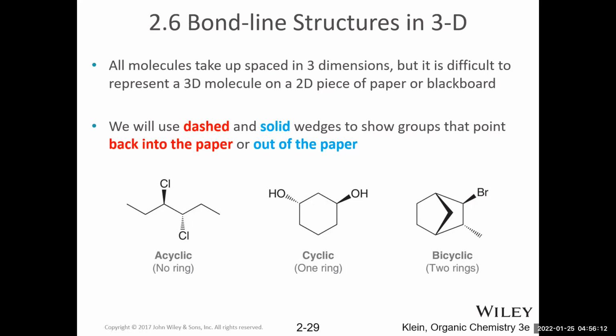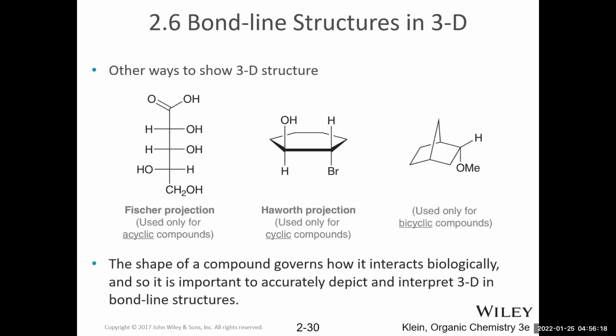Molecules drawn in 3 dimensions will be expanded upon when we reach chapter 5. There are some other ways to indicate 3-dimensional structure. You might see what's called a Fischer projection, a Haworth projection, or a bicyclic compound. Again, these will all be expanded upon in future chapters. But a Fischer projection is only used for acyclic compounds, and it's implying that the groups on the horizontal are coming out at you, and the groups on the vertical are pointed back. Again, you don't really need to worry about that right now. We'll come back to it when it becomes more important.